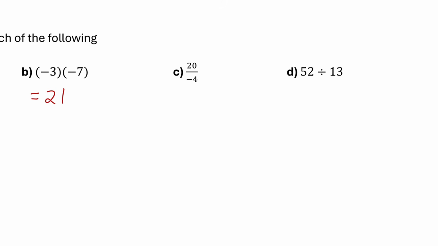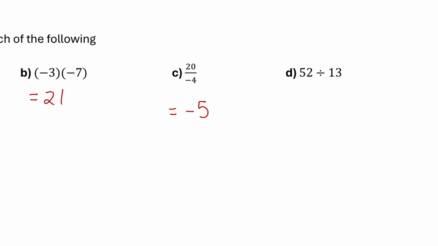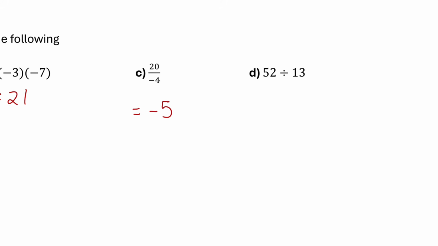Part C, I have a division question. I have a positive divided by a negative. Opposite signs, the answer is going to be negative. And I know 20 divided by 4 is 5, so this becomes negative 5. And then 52 divided by 13. Those are both positive values. Since they're the same sign, the answer is going to be positive, and 13 goes into 52 4 times.